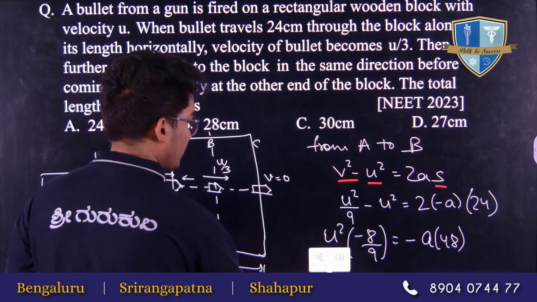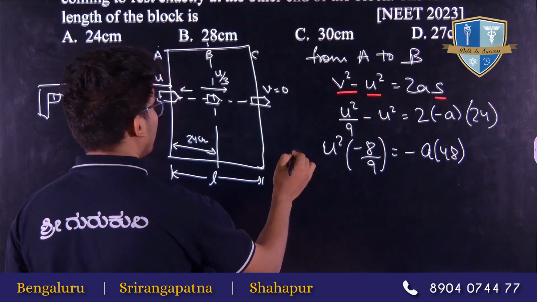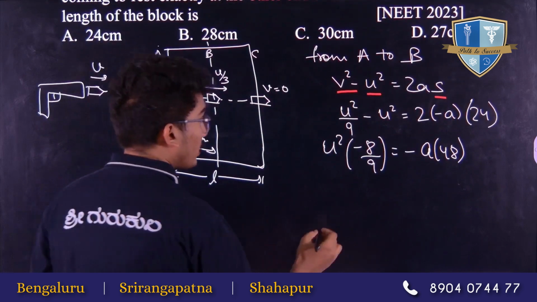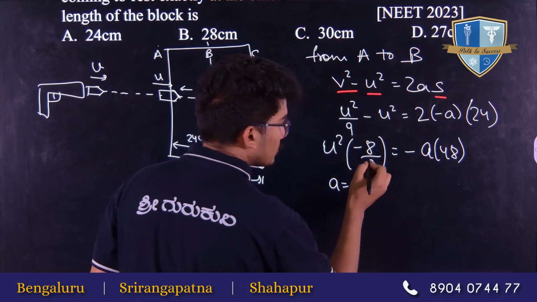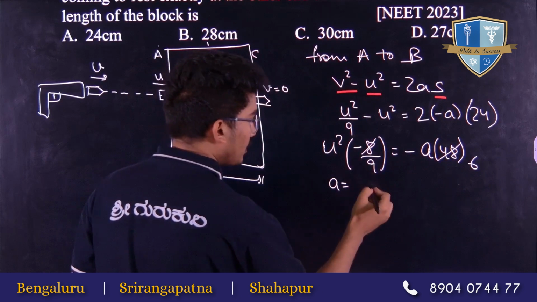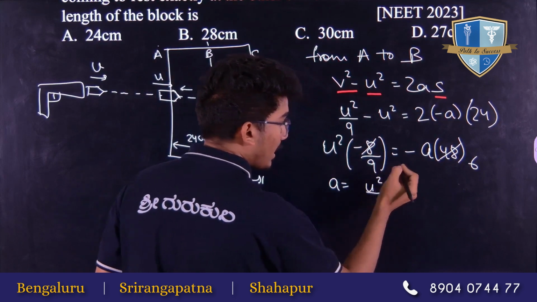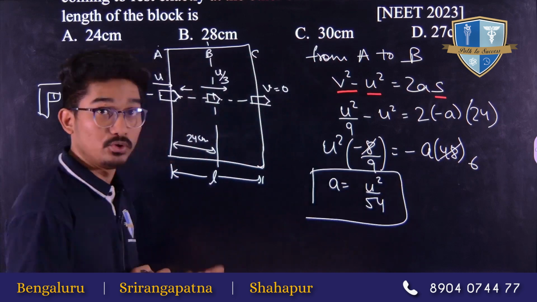Now this will become... so now here we have this minus and minus sign will cancel out. Acceleration will be equal to, this is 8 ones are 8 and 8 sixes are 48. So acceleration will be equal to u square by 9 sixes are 54. So this is our acceleration in terms of u.